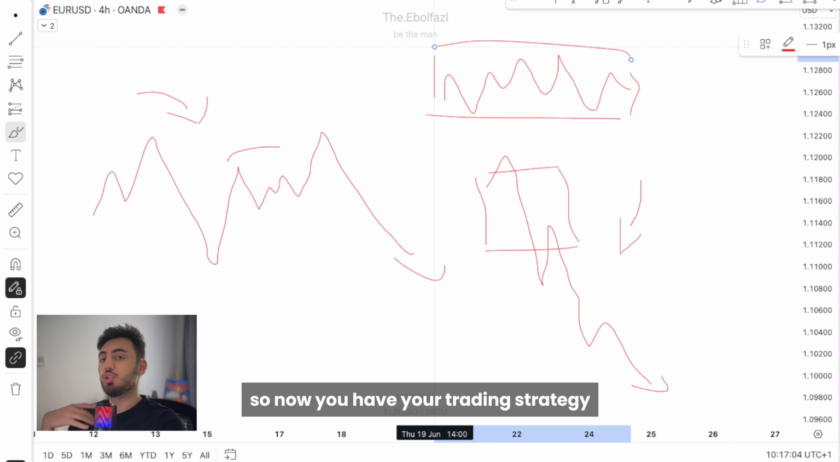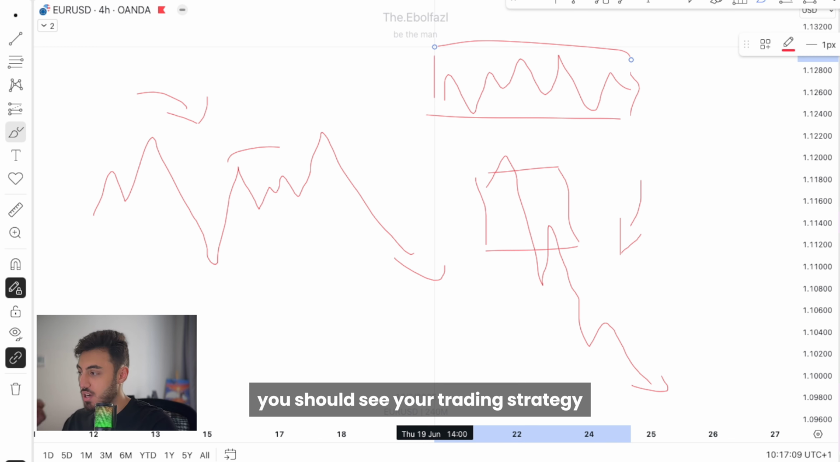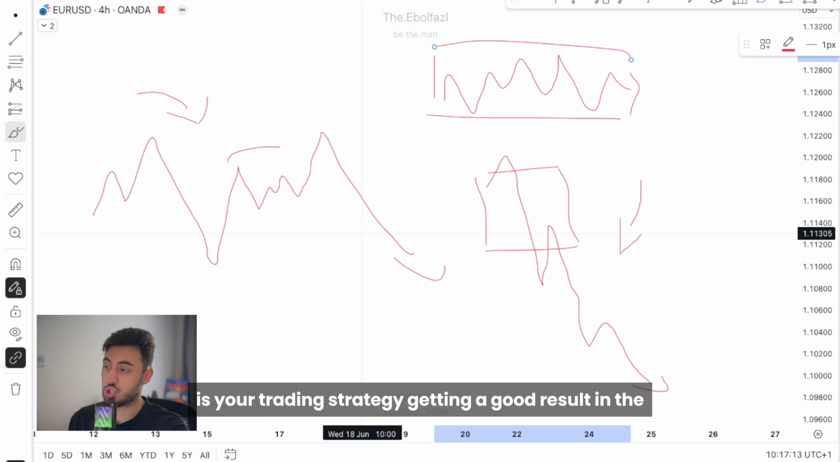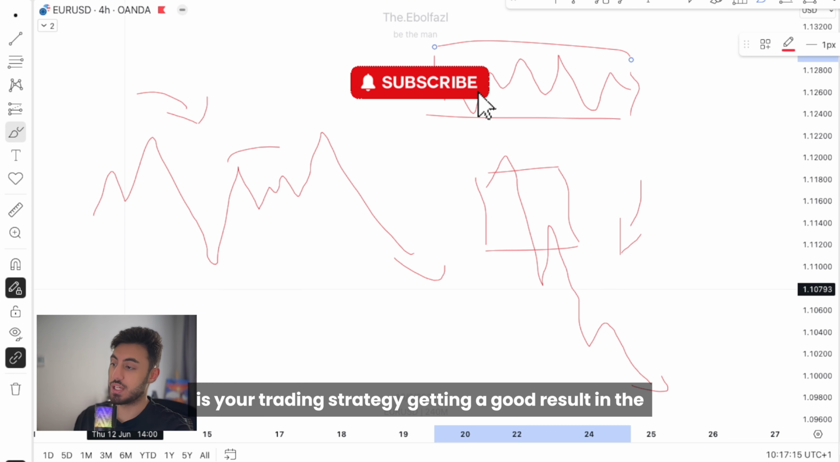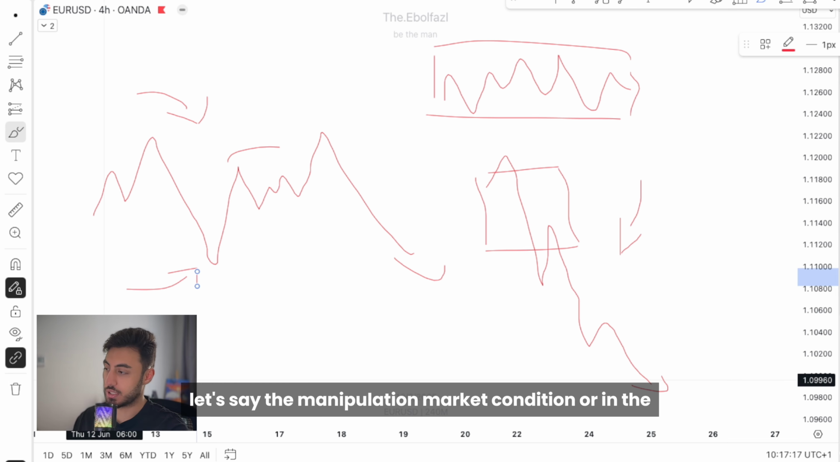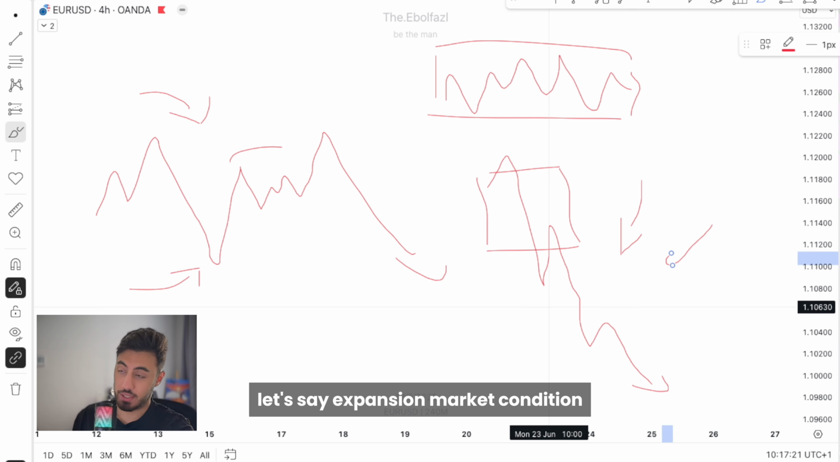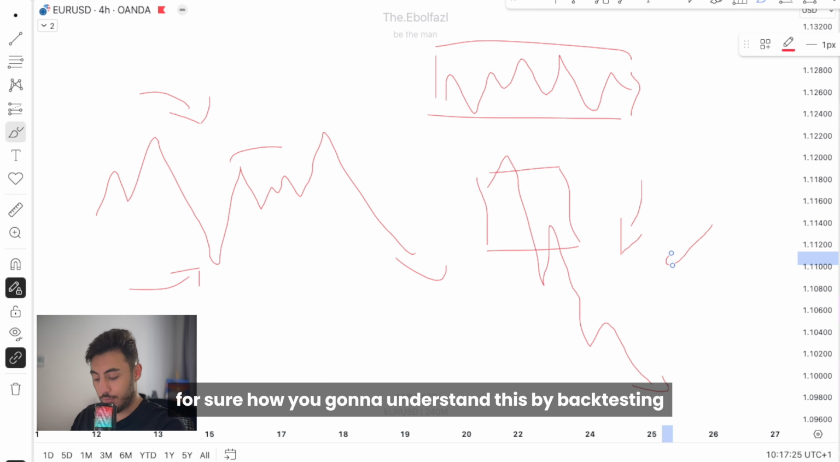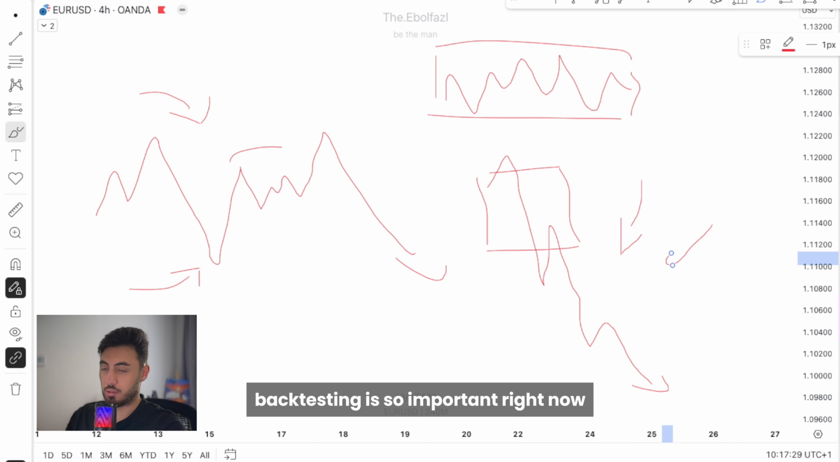So now you have your trading strategy. You should look at what the performance of your trading strategy is. Is your trading strategy getting a good result in, let's say, the manipulation market condition, or the expansion market condition, or a choppy market condition? You should understand this, right? For sure. How are you going to understand this? By backtesting. Backtesting is so important, right?